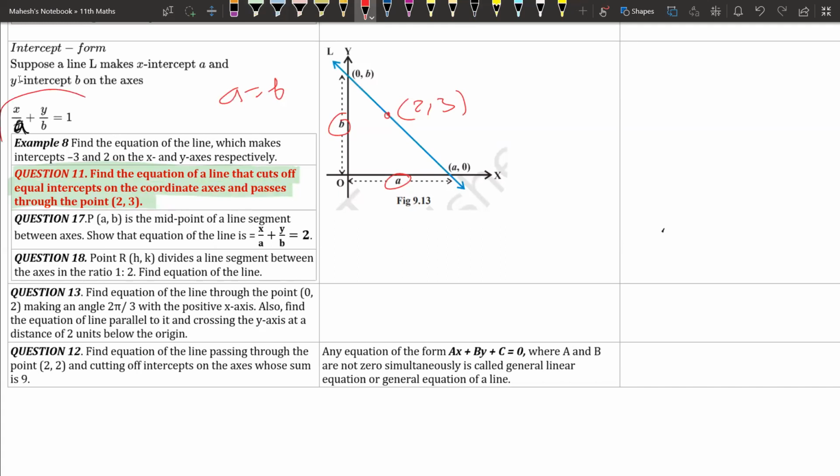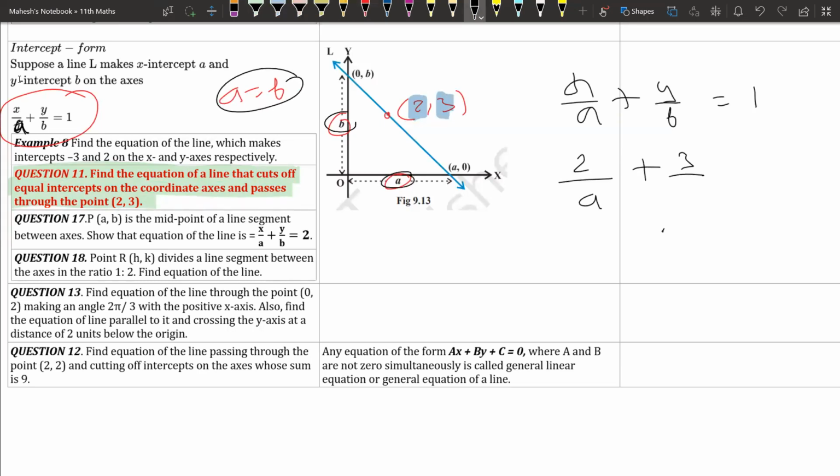Now, what will we do? We'll be applying this intercept form. So I'm writing x over a first, the general one, and y over b is equal to 1. As you know, I can replace x with 2 and y with 3, as you can see that (2, 3) lies on this line. Replacing x with 2 and y with 3, and as you can see, a and b are equal, which I mentioned in the beginning. We can write a as b or b as a. Over here, I'm writing b as a. Now, I'll take LCM. We'll say it is 2a plus 3a is equal to 1. That means 5a is equal to 1, or I can say a is equal to 1 over 5.